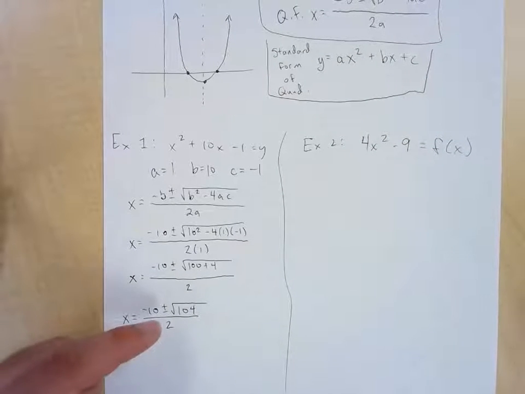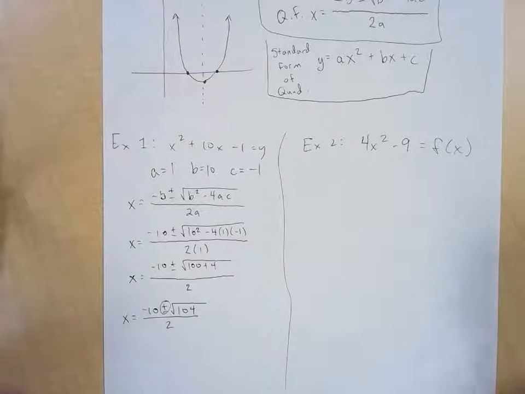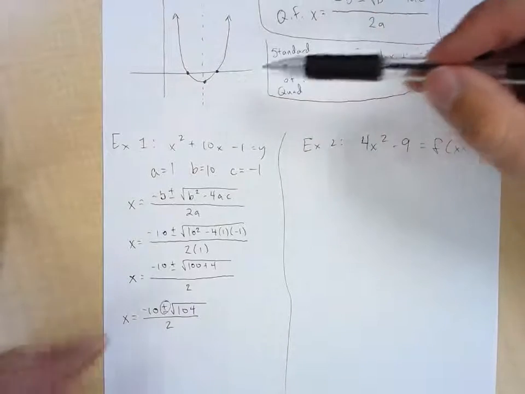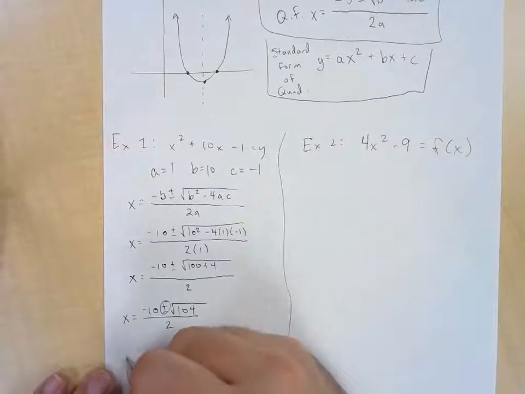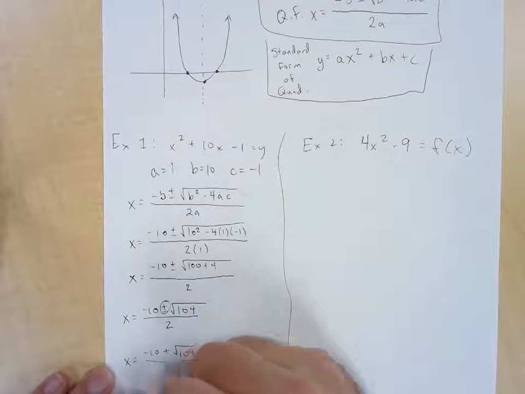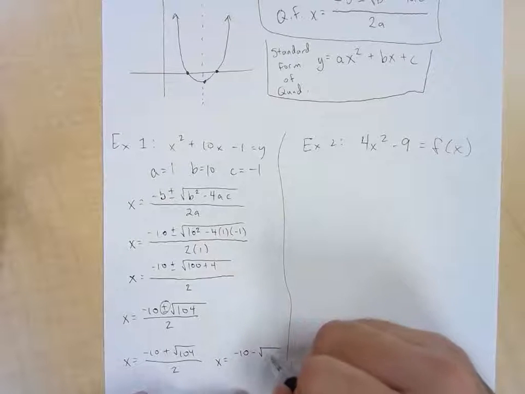You could approximate it with a decimal, but regardless, we're going to deal with this plus or minus sign right now. Because it says plus or minus, and more likely than not, you're going to have two roots, you're going to need to do this 2 times. One where x is equal to negative 10 plus the square root of 104 all over 2, and the other where x is equal to negative 10 minus the square root of 104 all over 2.